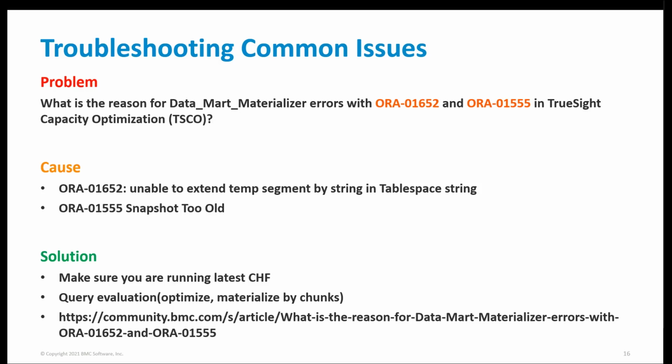The first point to validate is to make sure that you are running the latest CHF. This is very important since this will resolve any internal and known issues with Data Mart. A second validation will be to execute your query directly on the TSCO database. If you present the same issue, this will confirm the problem is directly in the query performance and not in the product. A possible solution will be to modify your query to process the data in chunks of a set number.